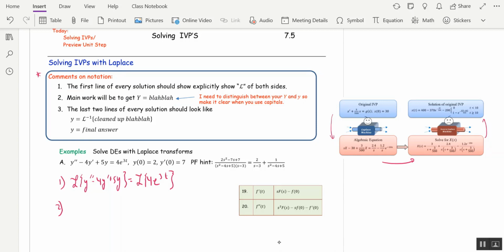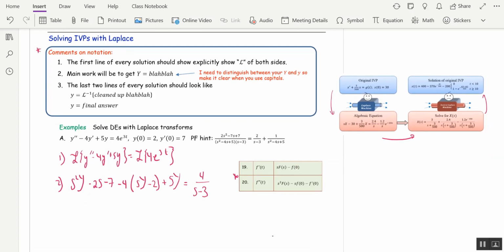Step 2, let's compute the Laplace transform on both sides. To compute the Laplace transform of these derivatives, I'm going to need formulas 19 and 20, which you see on the side right here. Just replace big F with big Y. So we're going to get s squared big Y minus 2s minus 7, minus 4, and then use parentheses. We want L of y prime, which is s big Y minus 2, and then we want L of 5y, which is just 5 big Y, and that equals 4 times L of e to the 3t, which is 1 over s minus 3.